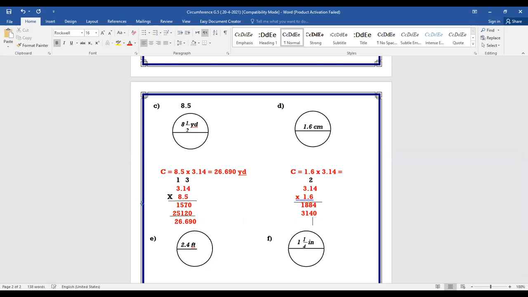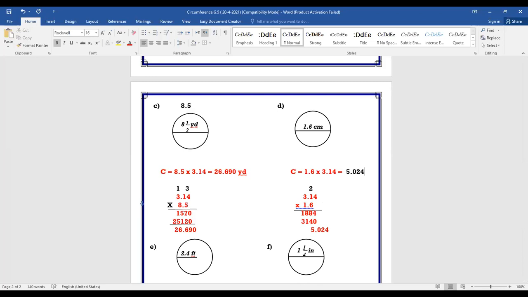0 plus 4 equals 4. 4 plus 8 is 12. 2 and carry 1 over, 1 plus 8 is 9. 9 plus 1 is 10. 0 and carry 1, 1 plus 1 is 2. 2 plus 3 is 5. Decimal point after 3 digits, it will be between 5 and 0. The result here will be 5.024 centimeters.